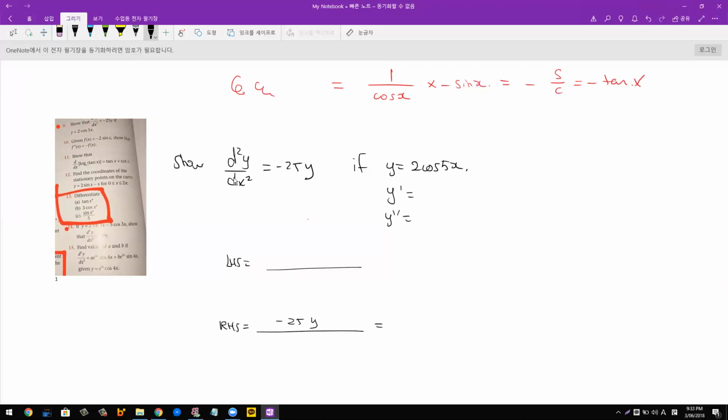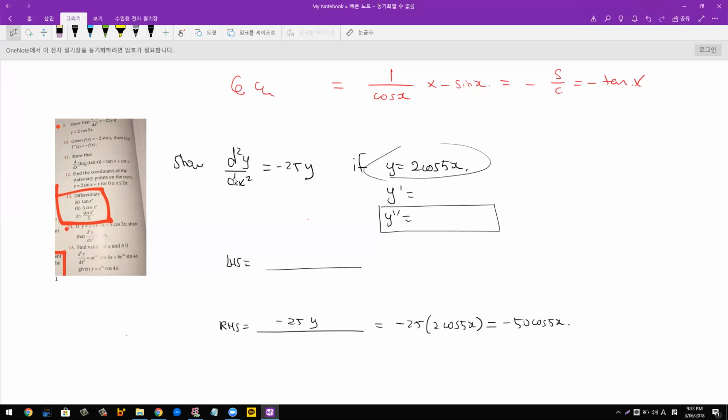So try that yourself. Obviously the right-hand side is negative 25y, right? So that's equal to negative 25 times your y. So this is 2 cos of 5x, isn't it? So this is equal to negative 50 cos of 5x. So this is your right-hand side, and you just have to show that the left-hand side, which is simply this one, is equal to this one here.